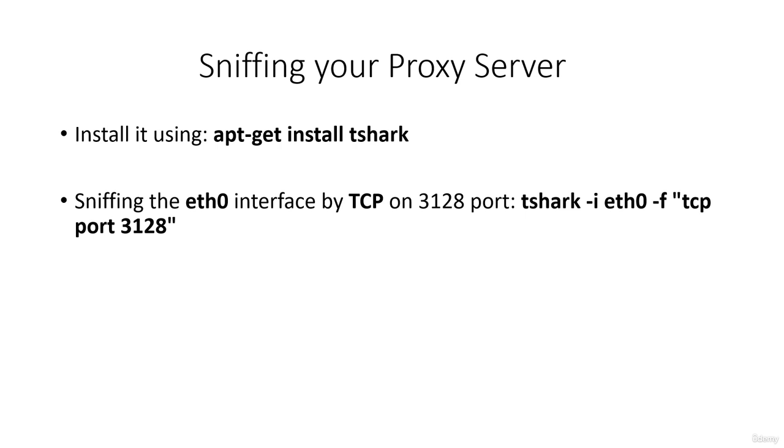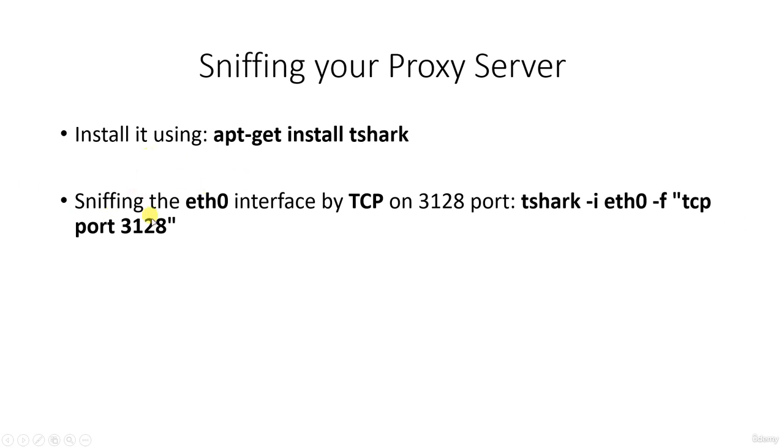So on the same server instance, we start sniffing by installing T-Shark, and most Linux distributions have T-Shark pre-installed, like Kali Linux. If you don't have it pre-installed, just type this command to install T-Shark, and it will install automatically. So sniffing eth0, this is the network monitor. eth0 means the wired network, and this is the wired network.